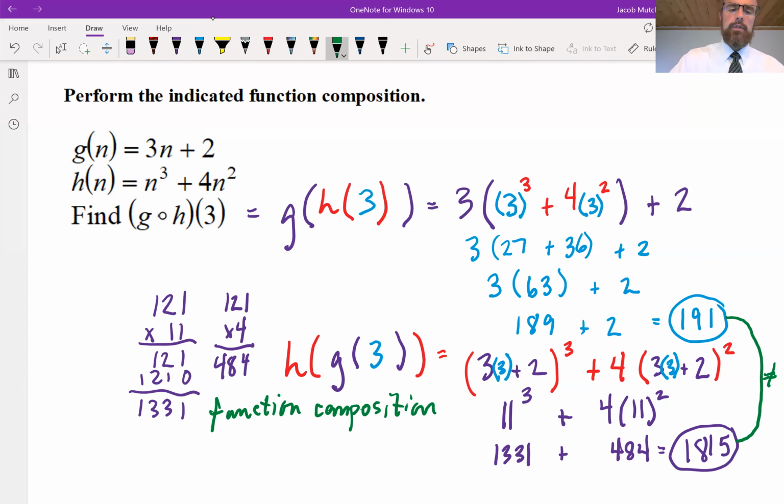We need to ask though, is it ever commutative? We don't see it as a general trend. When is function composition commutative? Well, let's take a look at one final example that goes back to variable equations.